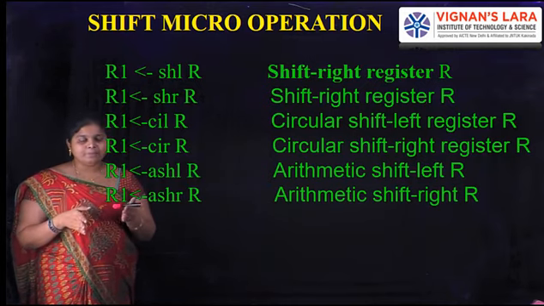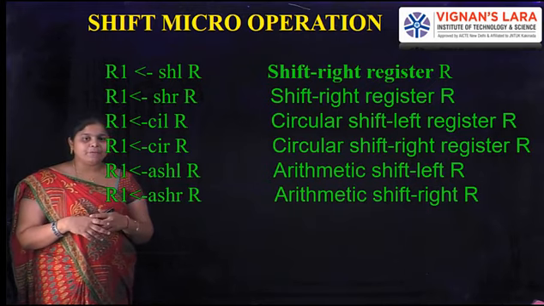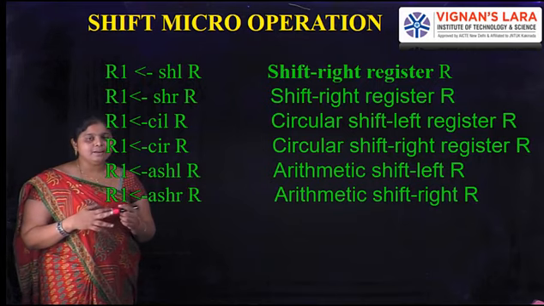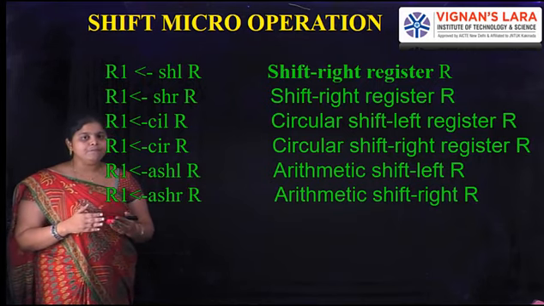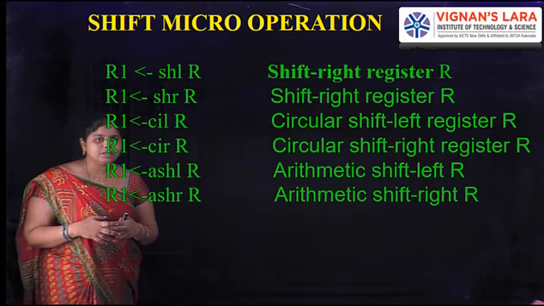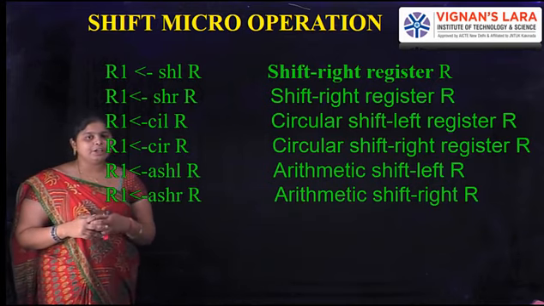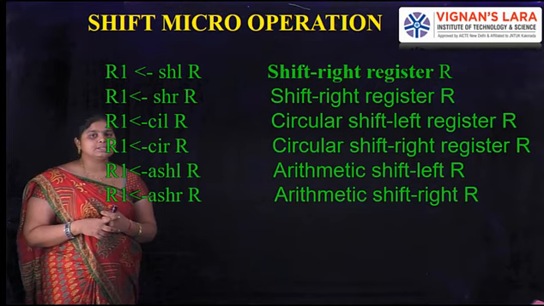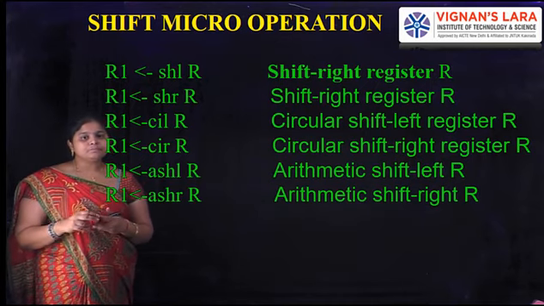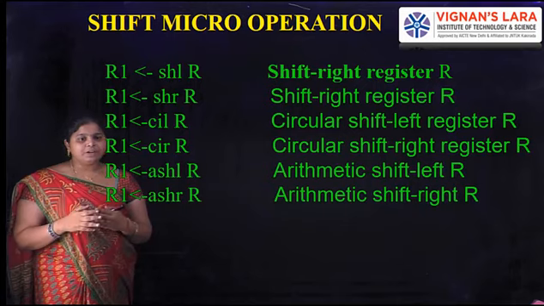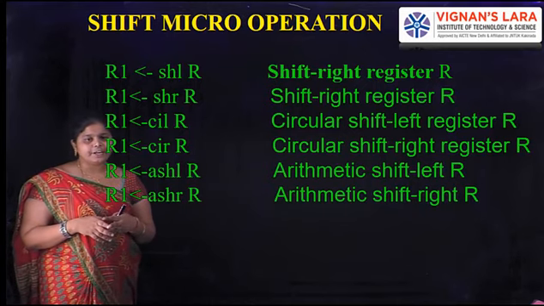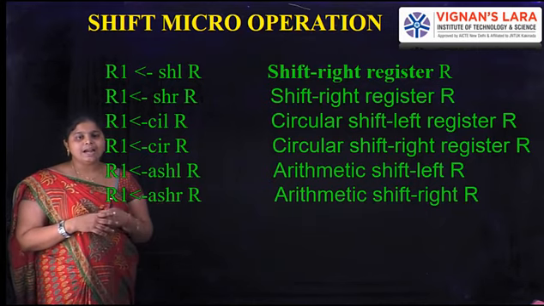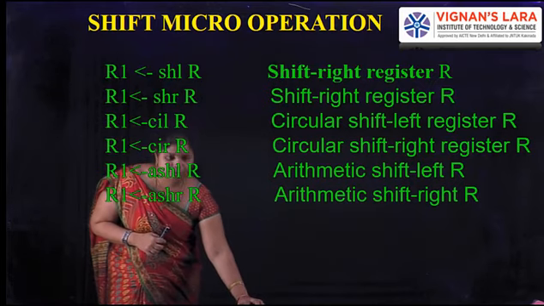R transfers the information. What operations are performed? SHL, SHR, CIL, CIR, ASHL and ASHR. These are the 6 operations that can be performed using the shift micro operations: shift left register and shift right register, circular shift left register and circular shift right register, and arithmetic shift left and arithmetic shift right. Okay, next we move to the next slide.